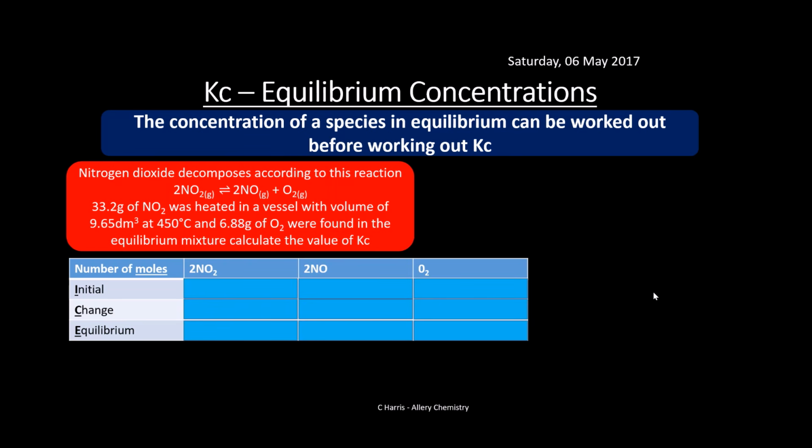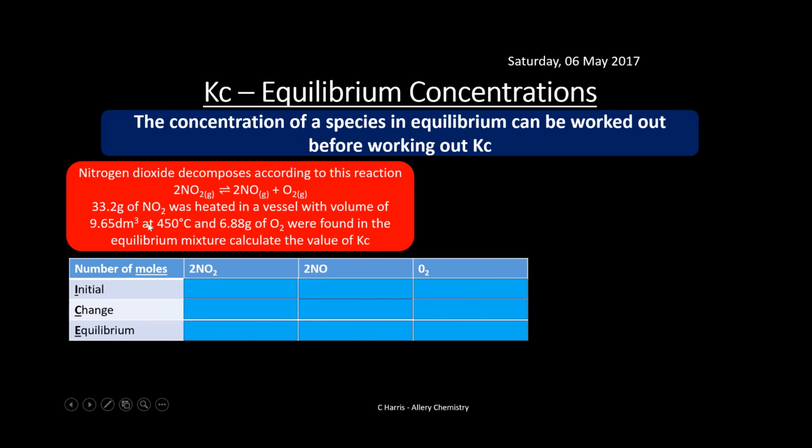So we've got an example. Nitrogen dioxide decomposes according to this reaction. So we've got 2 lots of NO2, and that will produce 2 lots of NO and O2. If 33.2 grams of NO2 was heated in a vessel with a volume of 9.65 decimeters cubed at 450 degrees Celsius, and 6.88 grams of O2 were found in the equilibrium mixture, calculate the value of Kc.